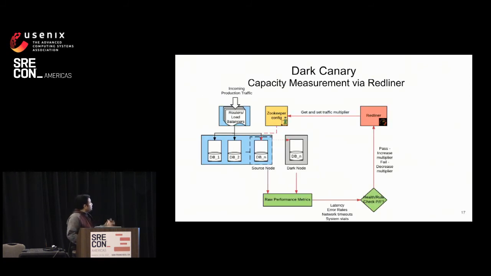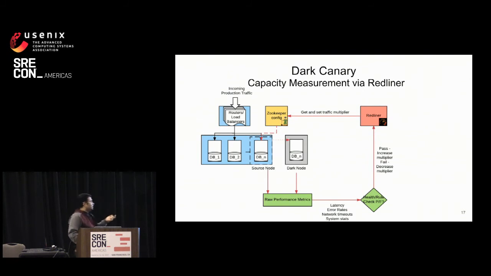So this is a standard LinkedIn data service at the bottom of the stack. We have a load balancer which sends the traffic to multiple sharded DBs. Now you pick one data source, which acts as a dispatcher. You have a separate dark node which acts as a Dark Canary. All the read requests from the source node get redirected to the Dark Canary node. And from there, we collect all the raw metrics.